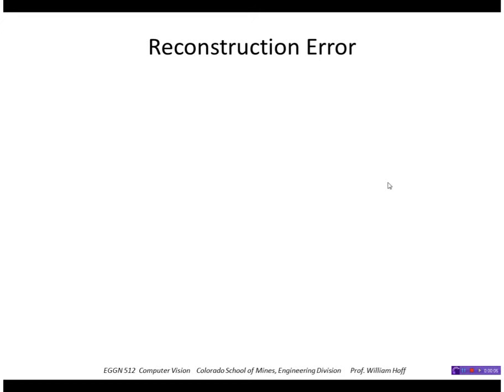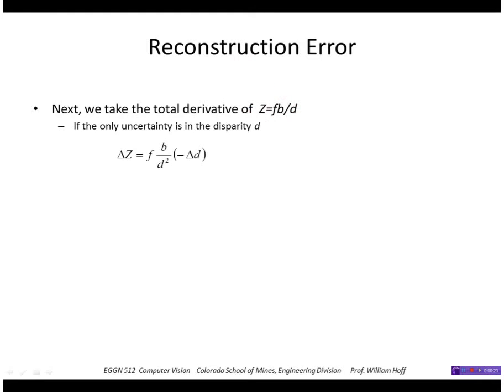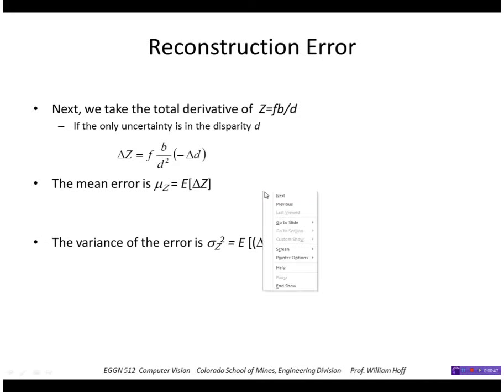So to find the reconstruction error in the z position of the point, we next take the total derivative of the equation that gives us the expression for z, which is z equals fb over d. So if the only uncertainty is in the disparity d, I get delta z equals fb over d squared times minus delta d. The mean is going to be the expectation of delta z, and since I said that the expected value of delta d is 0, then this is just equal to 0.